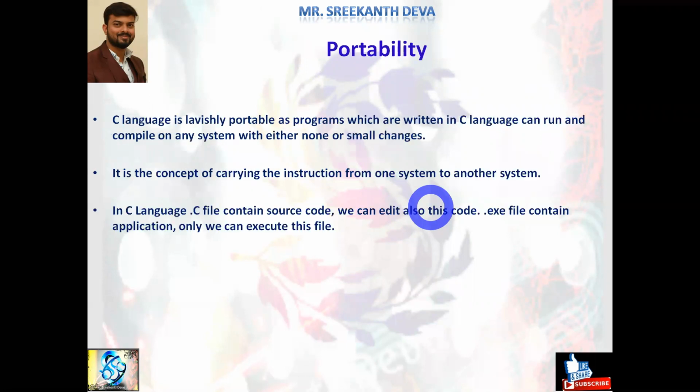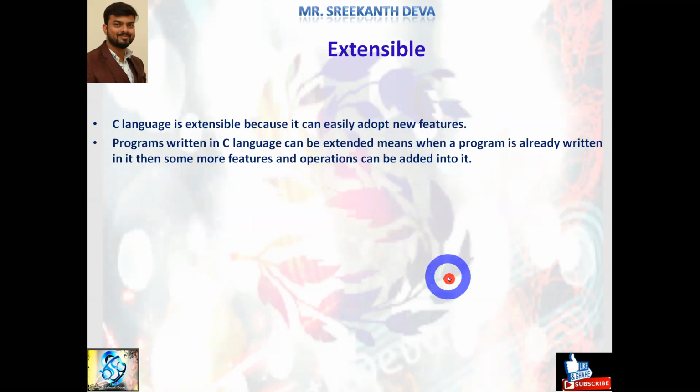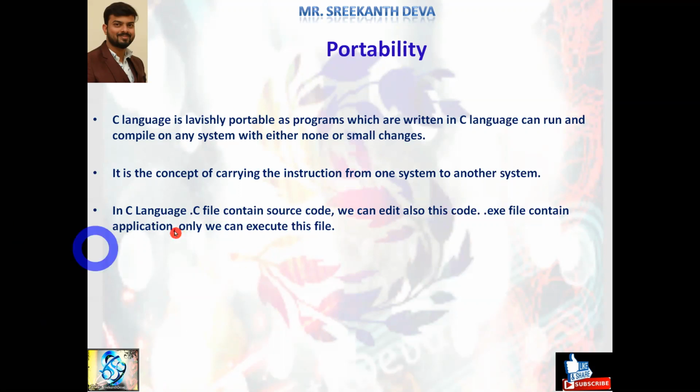C has a compiler. C is portable. Once we write the source code, we can happily carry that source code from one platform to another platform, across operating systems. This C language can run and compile on any system with either no changes or small changes. C always saves the application with the extension dot C, the source file name followed by dot C. Always remember that we save applications in the C language with the extension dot C.